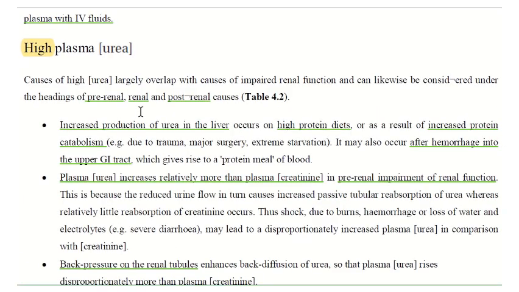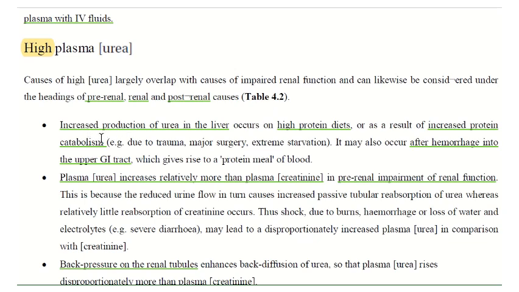بالنسبة للهاي plasma urea concentration، the causes of high urea concentration largely overlap، يعني تتداخل إلى حد كبير with causes of impaired renal function, and can likewise be considered under the headings of pre-renal, renal, and post-renal causes. ويمكن أيضا اعتبارها تحت عناوين pre-renal, renal and post-renal causes. وهذا موجودة في التيبل اللي هو table 4.2 اللي سنتكلم عليه.